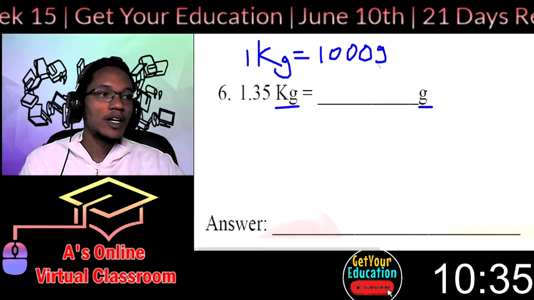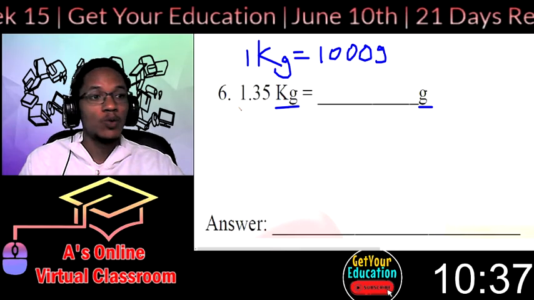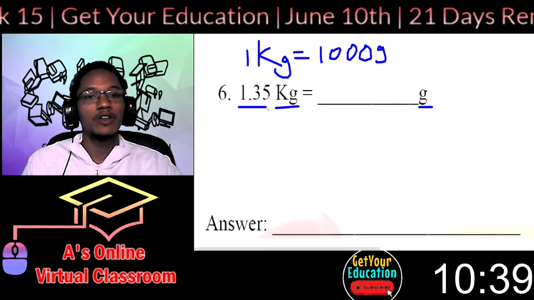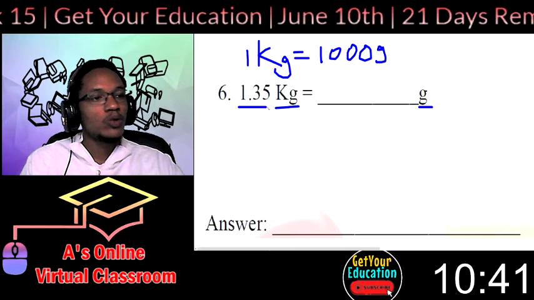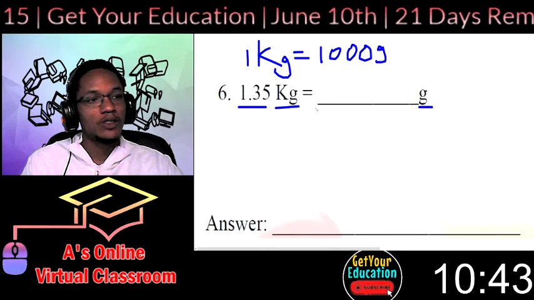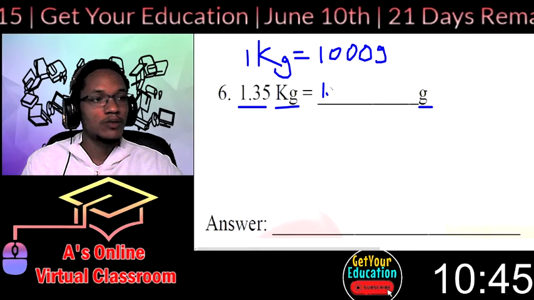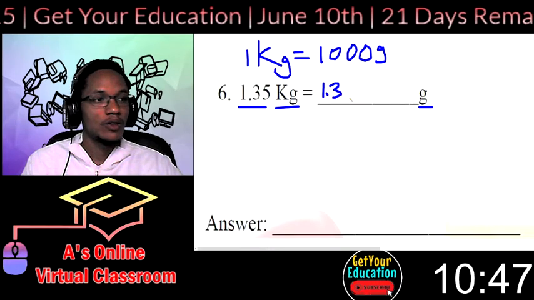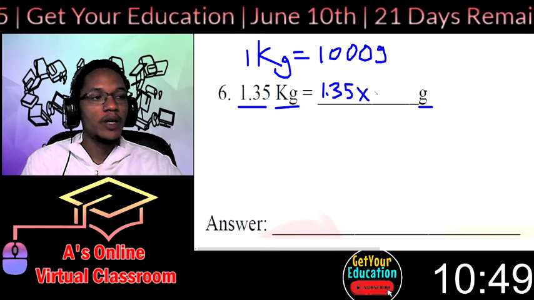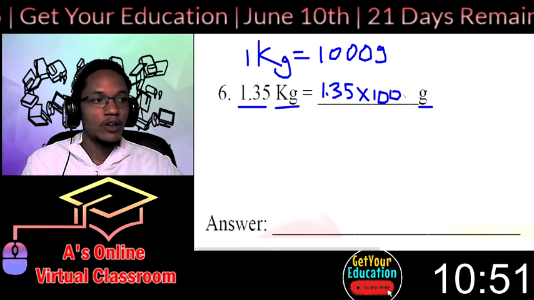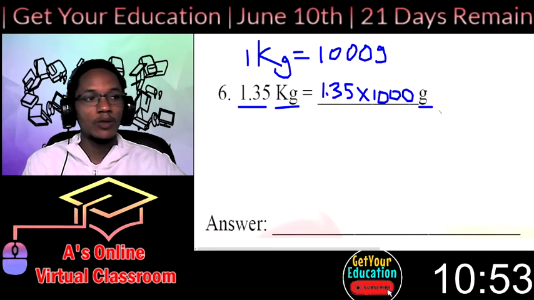But they are not asking about 1 kilogram, they're asking about 1.35 kilograms. So in order to find that out, we have to take the 1.35 and multiply it by 1,000 grams. That will give us grams.